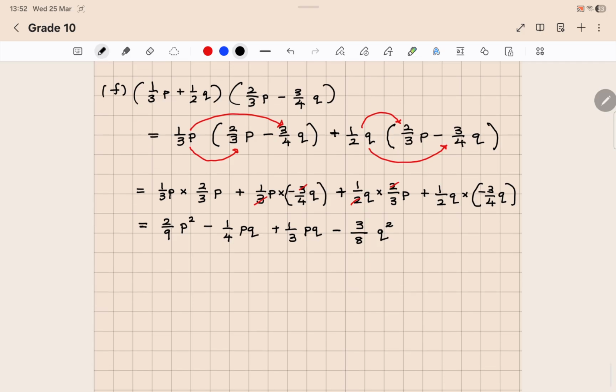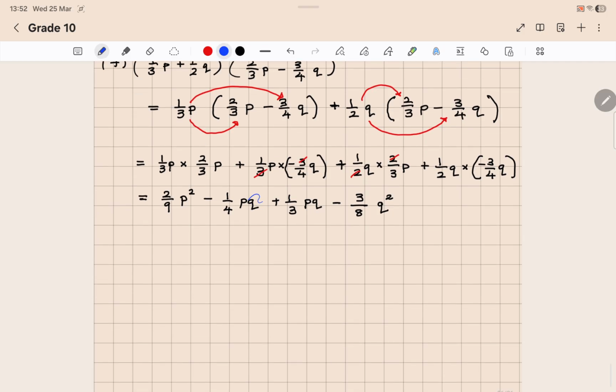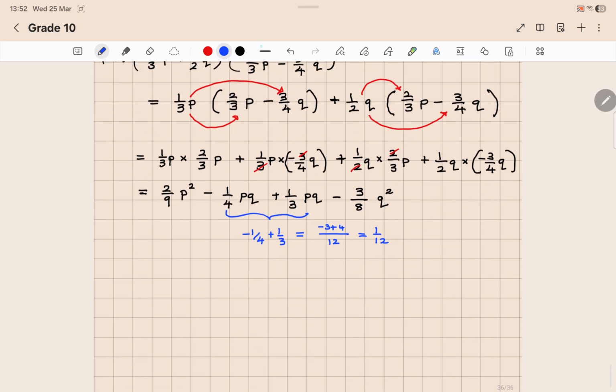Right. So now simplify the like terms, the middle two terms. So minus 1/4 plus 1/3, common denominator is 12. So minus 3 plus 4, which is 1 over 12. Right, 1 over 12. So we get the final answer as 2 over 9 p squared plus 1 over 12 pq minus 3 over 8 q squared.